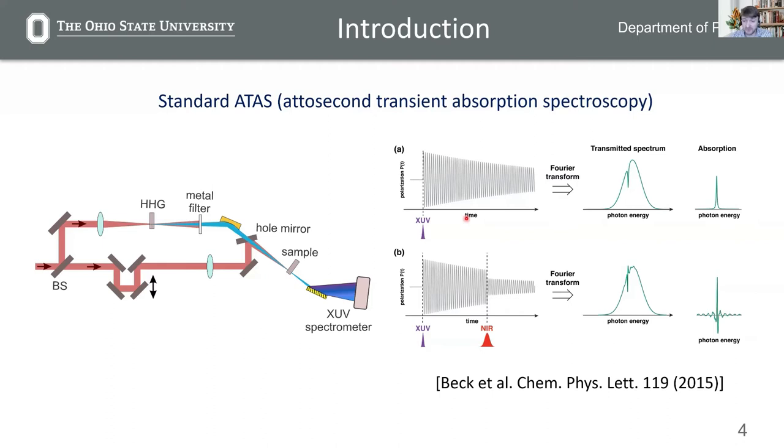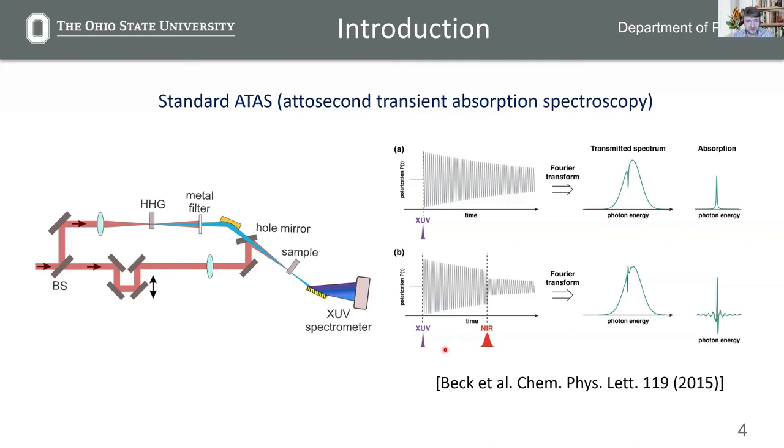If we now introduce a second pulse, which in this example is an infrared pulse, this pulse perturbs the dynamics, and this time-dependent perturbed polarization reflects the change in the absorption spectrum. In a standard experiment, one measures the dependence of the absorption spectrum on the delay between these pulses, and by this can study dynamics of excited states, at least to some extent.